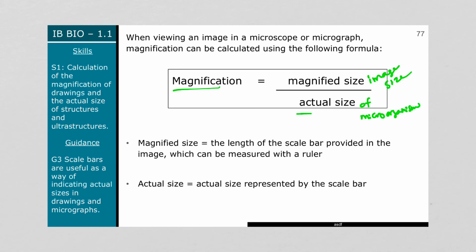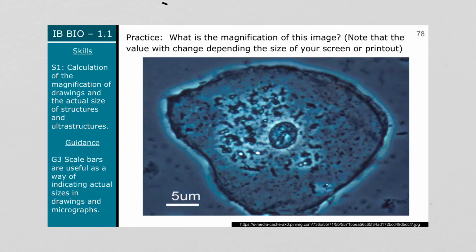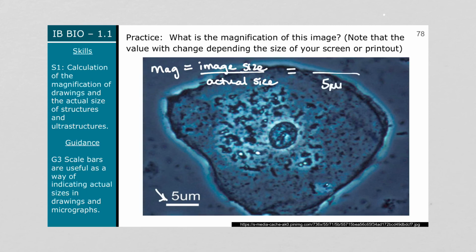Actual size. Okay, so if we're going to calculate magnification in this case, we know that we need the image size, so how large is something in this image, and divided by the actual size. Now, the only information we are given here is the actual size of this scale bar. So that can become our actual size measure, 5 micrometers.